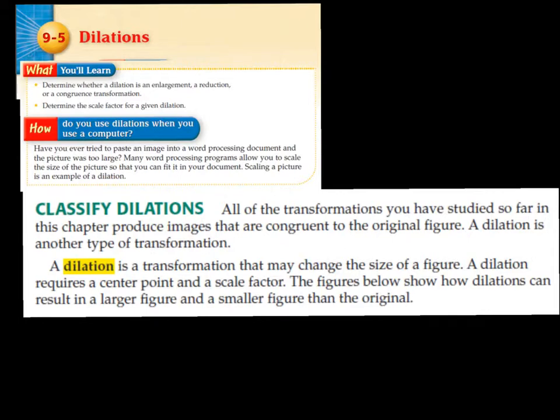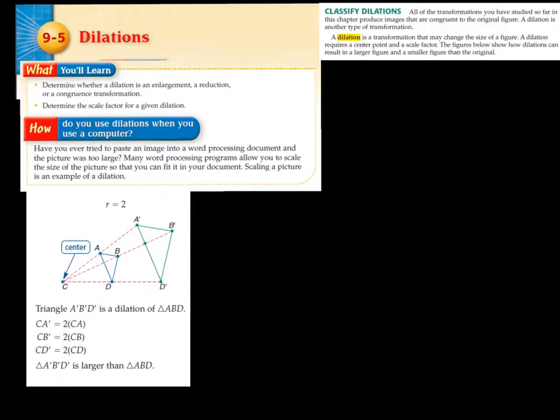A dilation is a transformation that may change the size of a figure. A dilation requires a center point and a scale factor. The figures show how dilations can result in a larger figure and a smaller figure than the original. Triangle A'B'D' is a dilation of triangle ABD. And this time their scale factor was 2, so the original lengths have doubled.